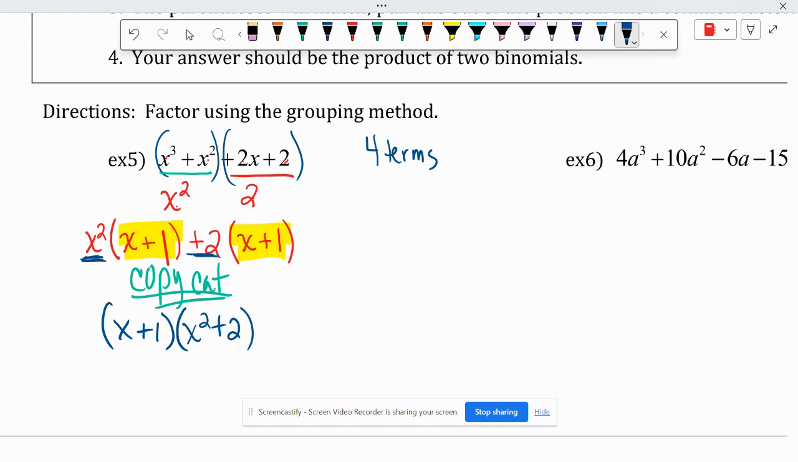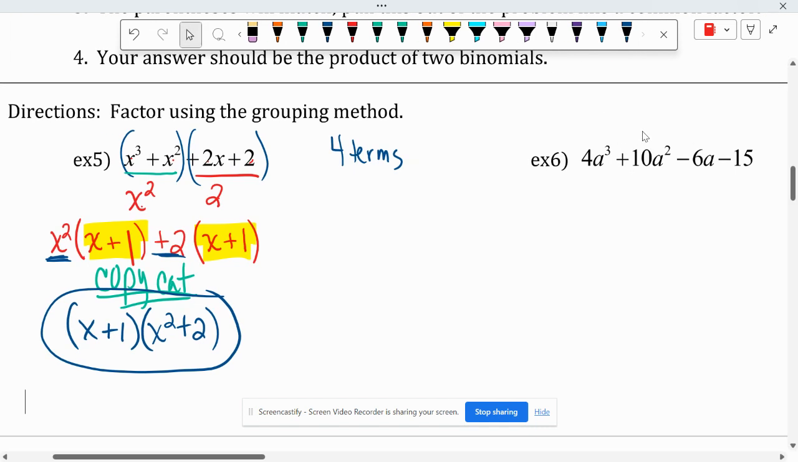Do you guys remember doing that in math 1 or kind of? Okay. Factor by grouping is my most favorite method to factor.